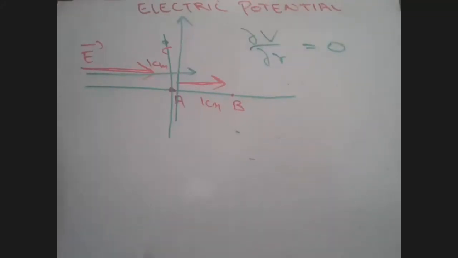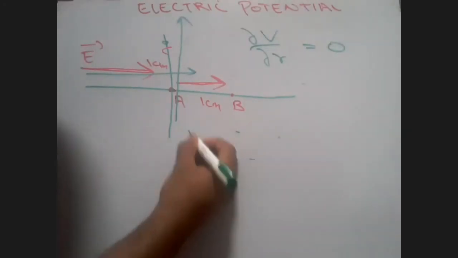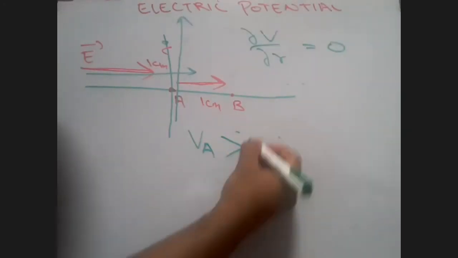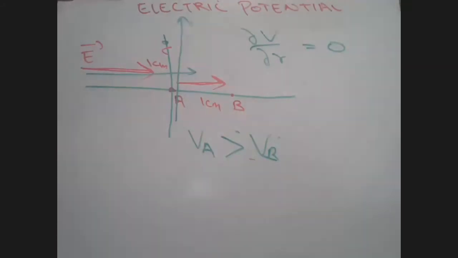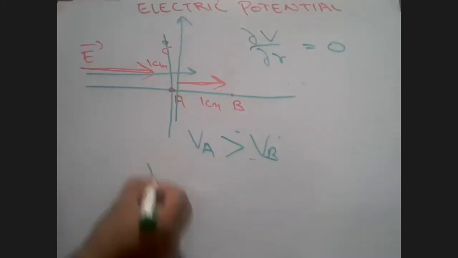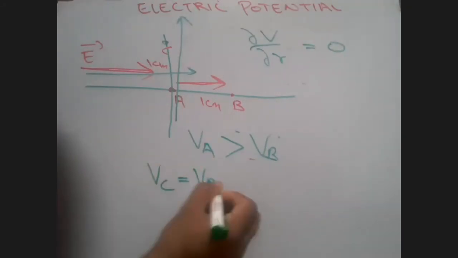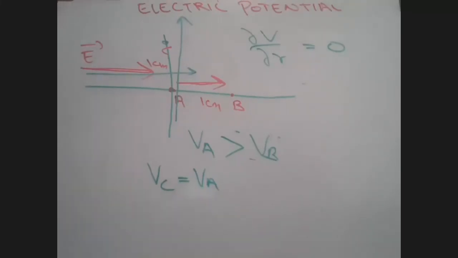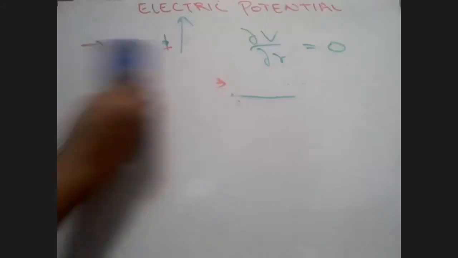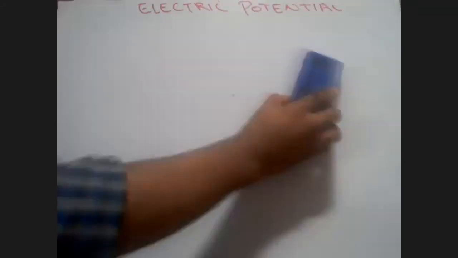So ultimately, what is the answer? Potential at A is greater than potential at B. B is minimum. Potential at B will be minimum. Potential at A will be maximum. Potential at C will be equal to potential at A, because the rate of change of potential between them is constant. Is there anyone having a doubt in this? Any doubt? No doubt. Okay, so now let's find out.